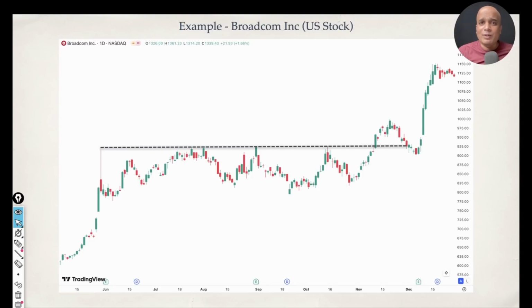Now, this is one more example. This is Broadcom Inc., a stock in US markets. Once again, there is a powerful resistance trend line, and price broke the resistance trend line and came back. It formed a kind of bullish engulfing pattern, and then price rallied on the upside, right? So it worked in US markets as well. It works in the Indian market. It works in Australian markets. It works in all kinds of markets actually.